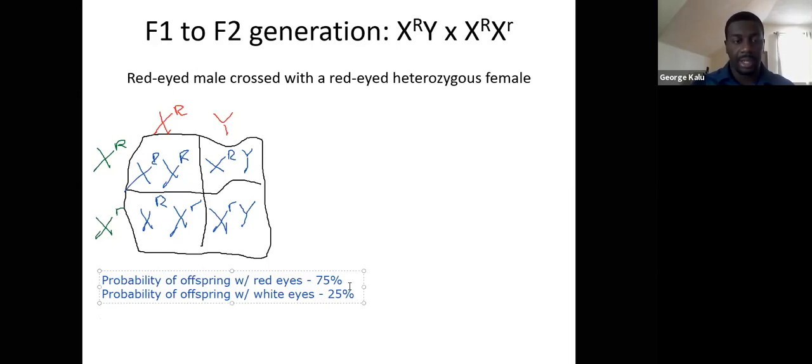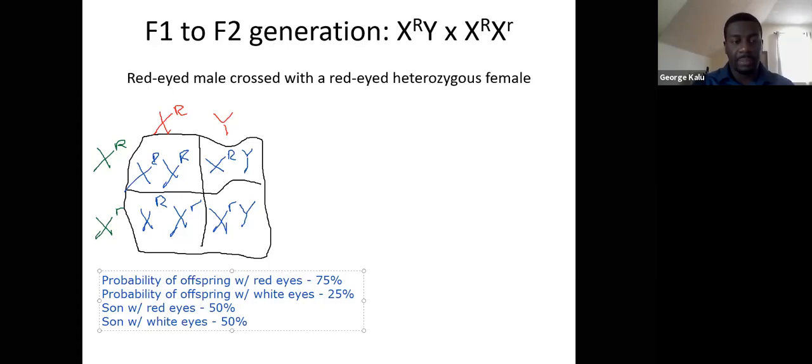Cool. All right. So now, what about the probability of a son with red eyes? What's the probability of having a son with red eyes here? Right, 50%, because again, you're looking at just the male offspring, where we have our Y chromosomes. One of our 2 boxes has the red eye allele. And then the probability of having a son with white eyes, right, that'd be another 50%, because the other one of our 2 boxes has the white eye allele.